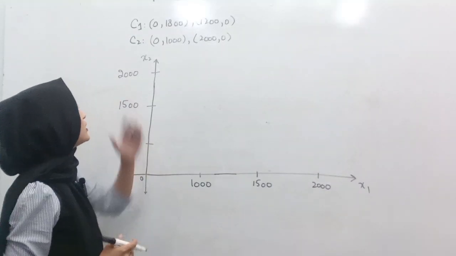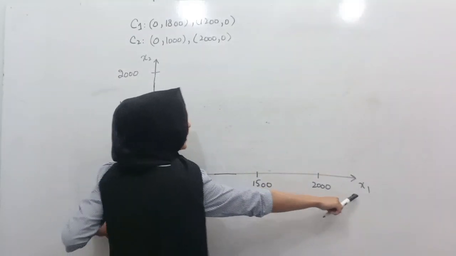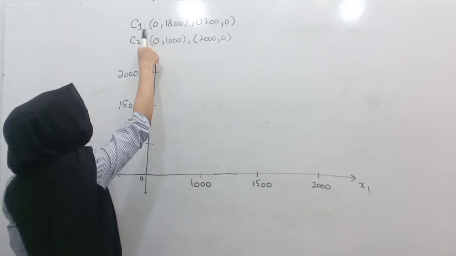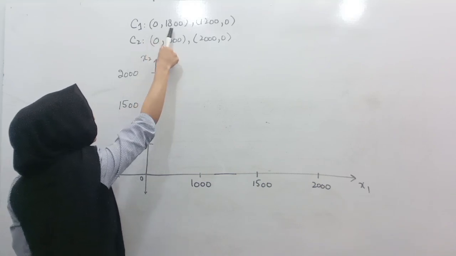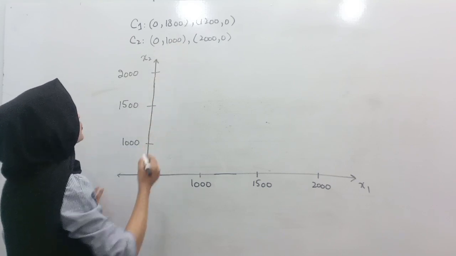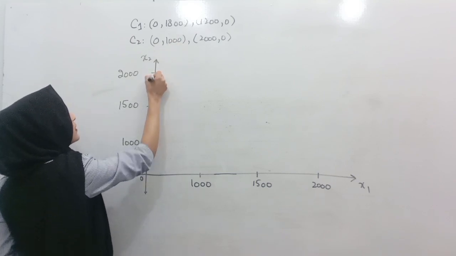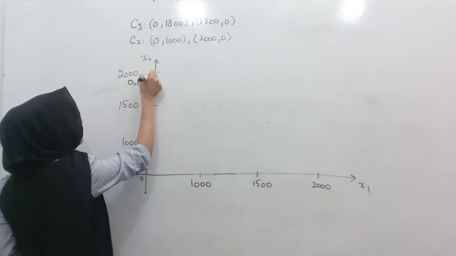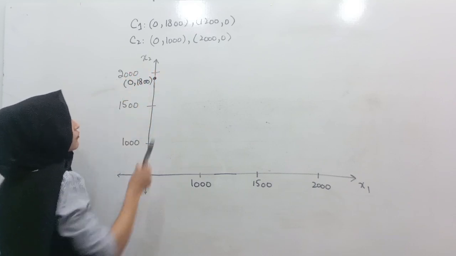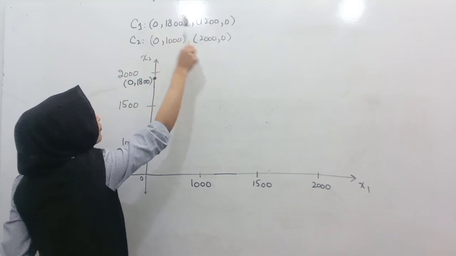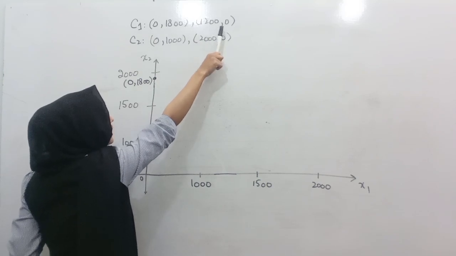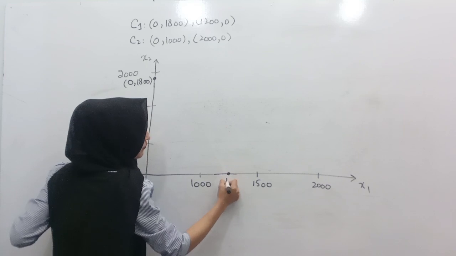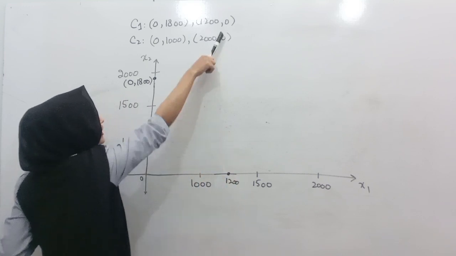Now let's draw these points. We take x1 on the x-axis and x2 on the y-axis. Consider this point for constraint 1 where x1 is 0 and x2 is 1800. So it will lie here where x1 is 0 and x2 is 1800. And for point number 2 for constraint 1, x1 is 1200 and x2 is 0. x1 1200 lies here and x2 is 0.